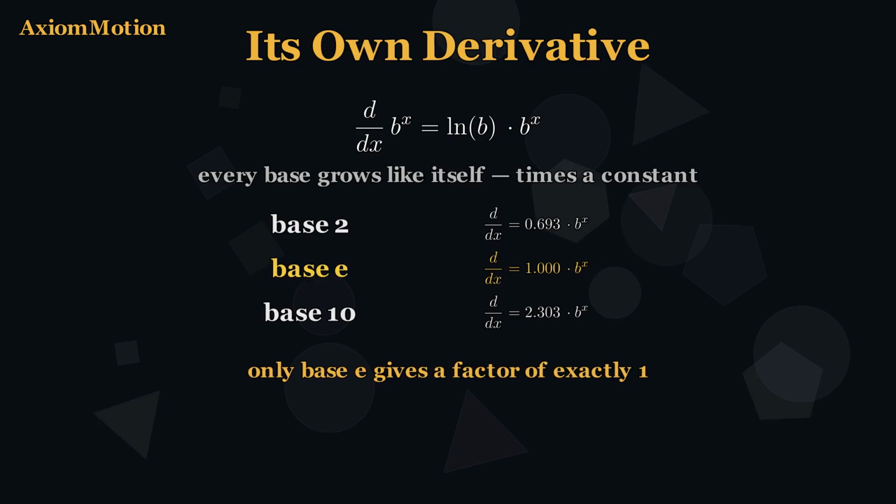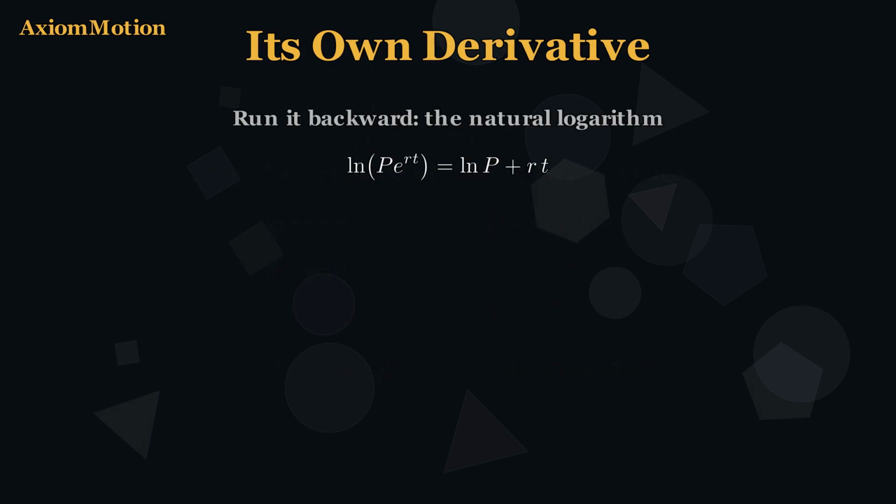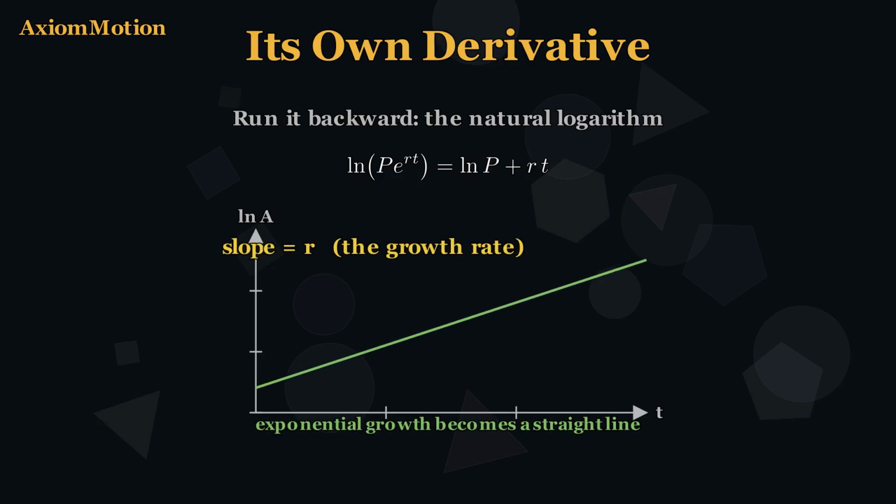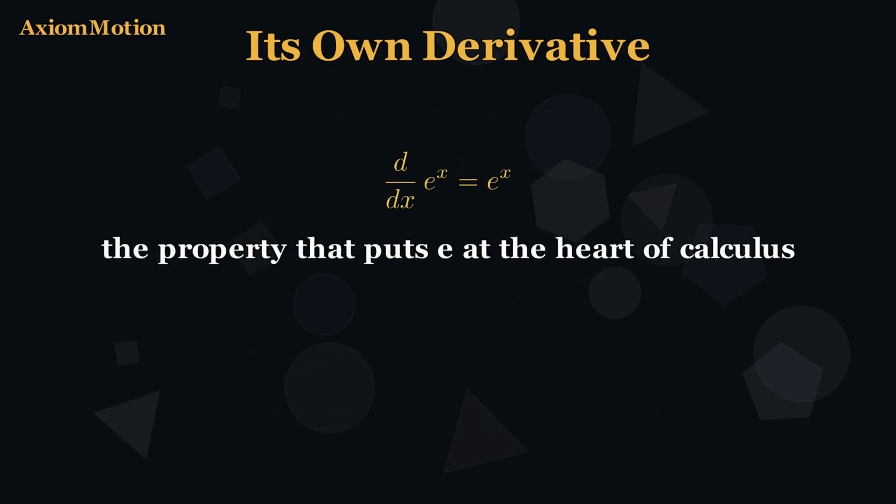That is what makes e the natural choice, and it works in reverse, too. Take the natural logarithm of p e to the rt, and it untangles into ln p plus r times t. On a logarithmic scale, exponential growth straightens into a perfect line, and its slope is exactly the growth rate r. This is why we call it the natural logarithm. One elegant fact, that e is its own derivative, is what places it at the very heart of calculus.